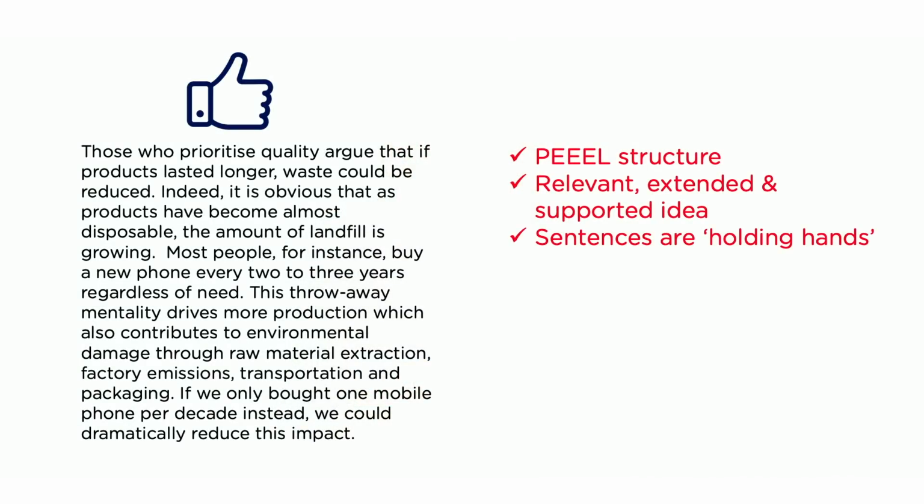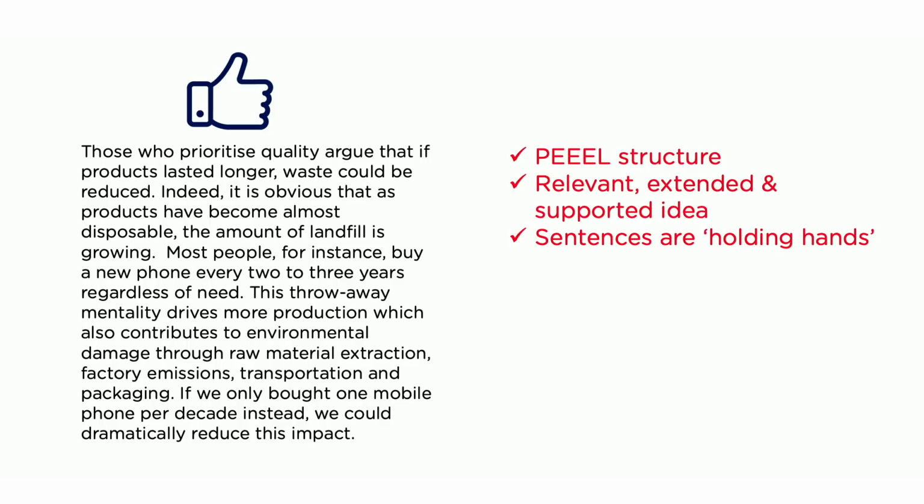Let's think about linking. All the sentences here are holding hands. Each sentence has some kind of connection to the sentence before and after. I'll show you what I mean. Those who prioritize quality argue that if products lasted longer, waste could be reduced. So that's my topic sentence. The next sentence should somehow hang on to that first sentence. And it does it here with this linking word, indeed. Indeed, it is obvious that as products have become almost disposable, blah, blah, blah.